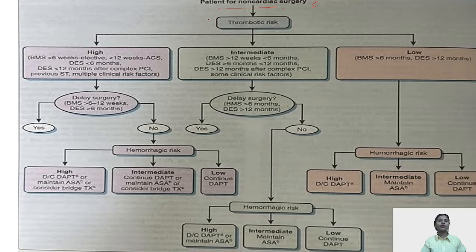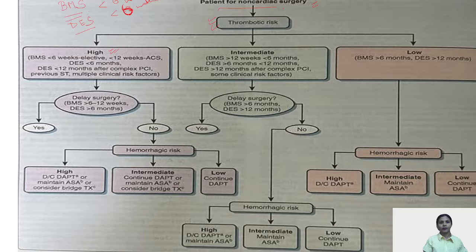Now let's see. First of all, when dealing with this patient, we have to deal with the thrombotic risk of the patient. A patient will have a high thrombotic risk if he has a bare metal stent, but still the dual antiplatelet therapy has been given only for less than 6 weeks. So that's a very high category. Or a drug eluting stent, where the therapy has been given only for less than 12 months. Sorry, less than 6 months.